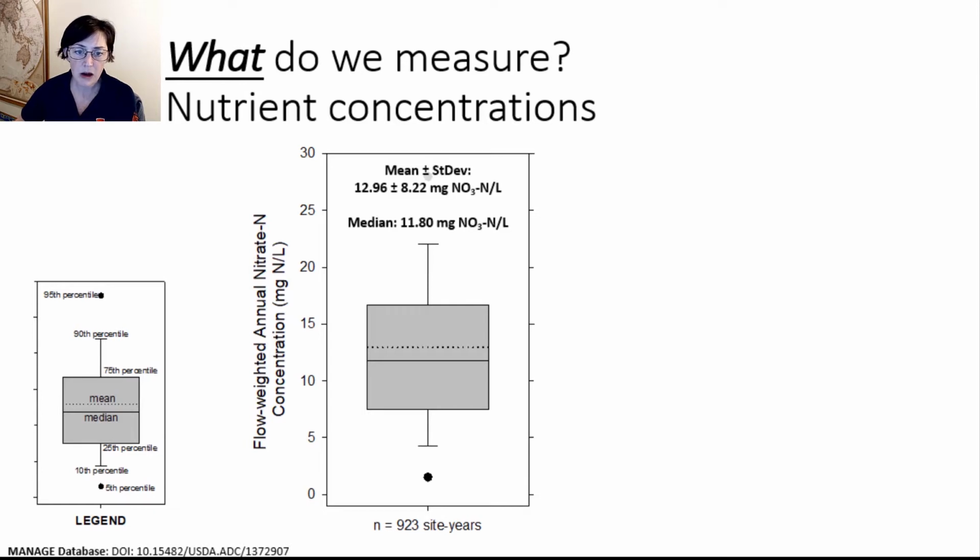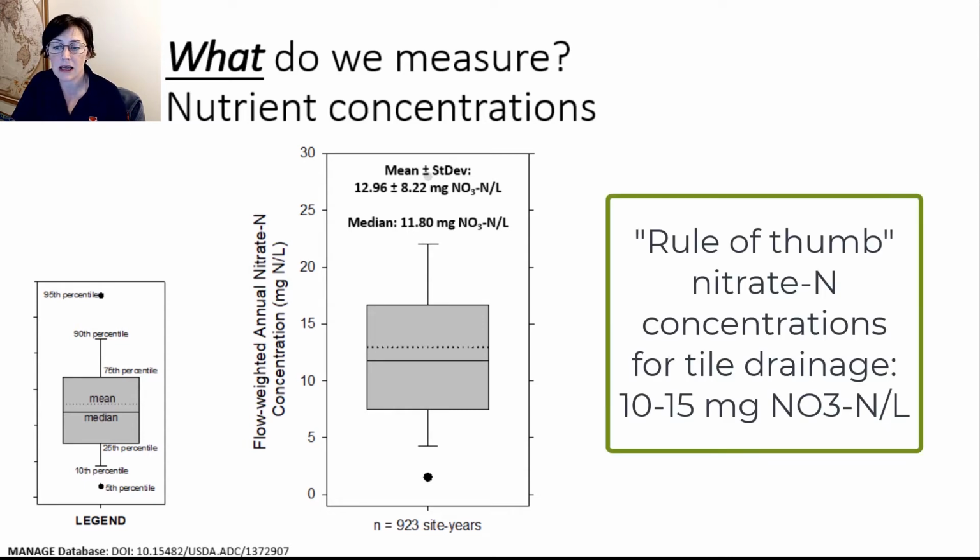What we found was that our mean nitrate concentration, in all of those 900 observations from the 40 or 50 years of drainage studies, was about 13 milligrams nitrate nitrogen per liter. And our median value was about 12 milligrams nitrate nitrogen per liter. So if I wanted to get a feel for what's a normal or typical tile drainage concentration for the Midwest, for corn and soybean cropping systems, I would say generally we're talking about 10 to 15 milligrams nitrate nitrogen per liter. And that's based on the mean and median values here.